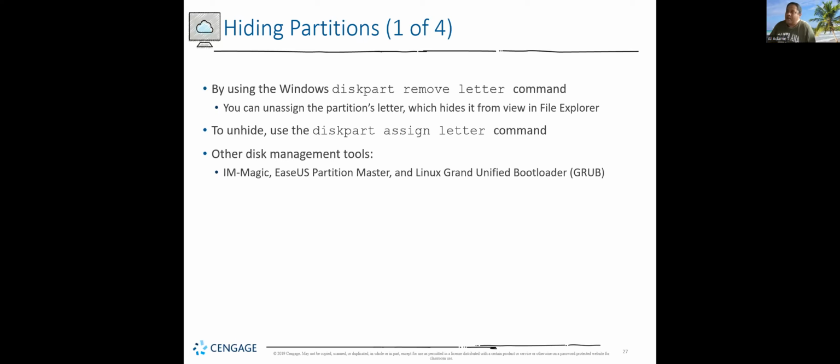Anyways, let's talk about hiding partitions. By using the Windows diskpart remove letter command, you can unassign partition letters, which hides the partition from view in File Explorer. Yeah, that's another basic thing you could do. It's not too hard to do. Let me run diskpart right now.